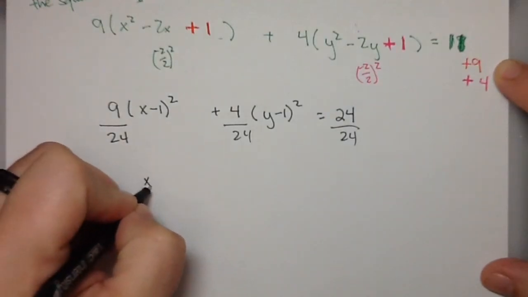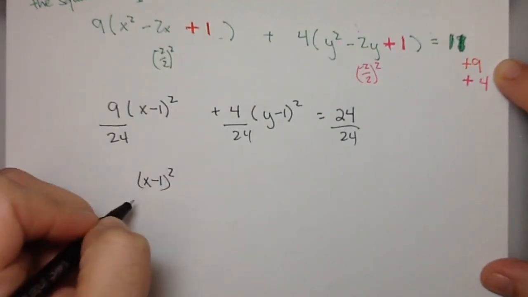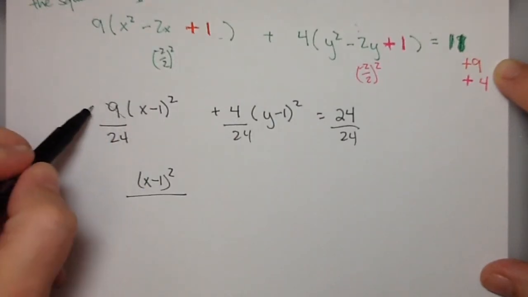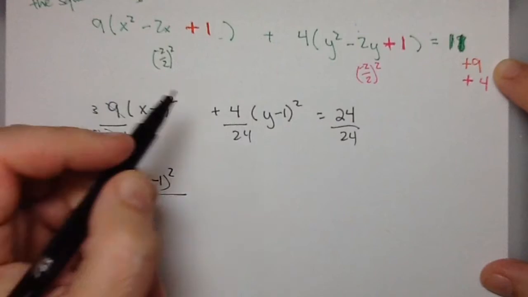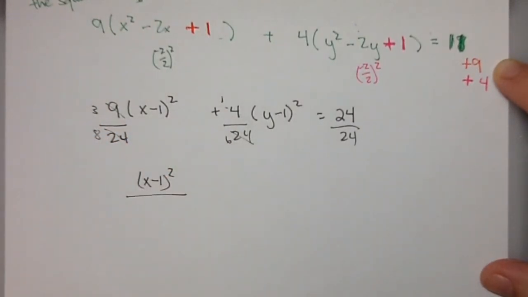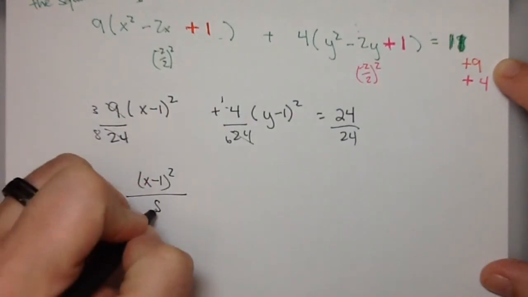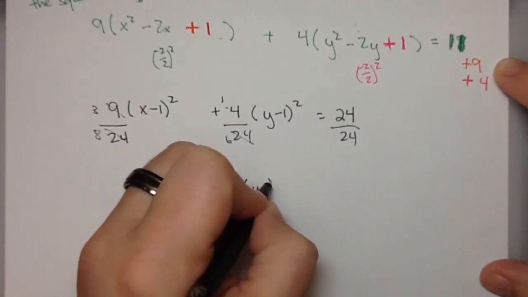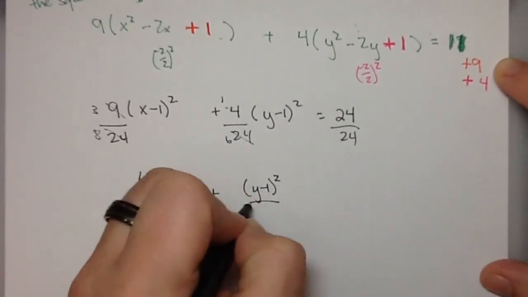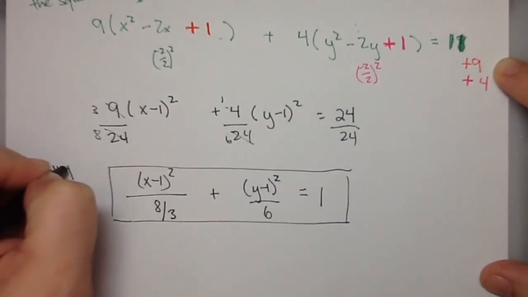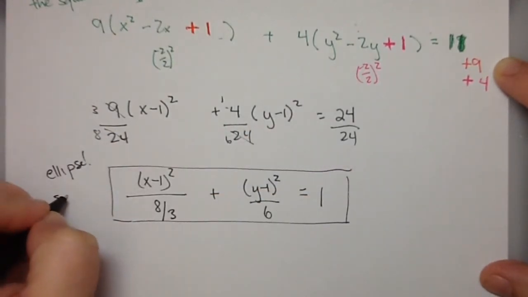So x minus 1 squared divided by, this has a common factor. This is 3 and 8, and this is 1 and 6. So we've got x minus 1 squared over 8 thirds plus y minus 1 squared over 6 equals 1, in standard form.